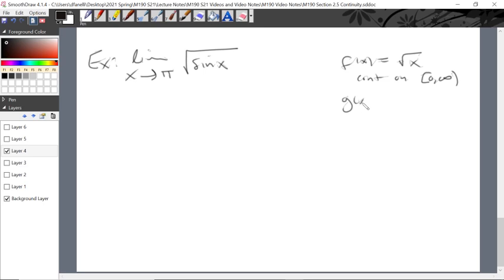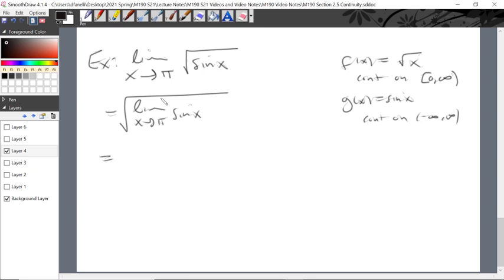And we have the inner function g of x, which is our sine of x function, and that is continuous on negative infinity to positive infinity. If we were to push the limit onto the inside, the limit as x goes to pi of the sine of x, the inner limit would be okay, because the limit as x approaches pi of the sine of x by continuity is equal to the sine of pi, and the sine of pi is equal to 0. But that does not mean we necessarily get the square root of 0.